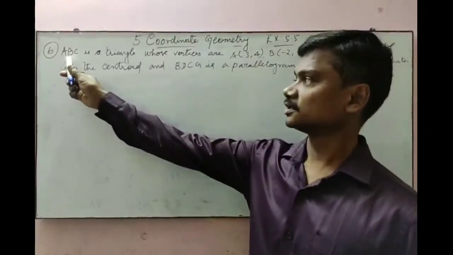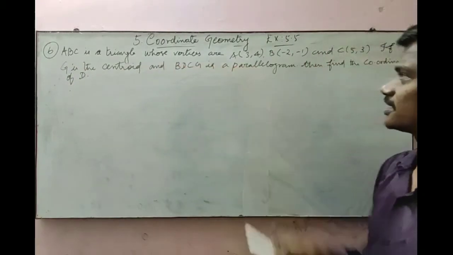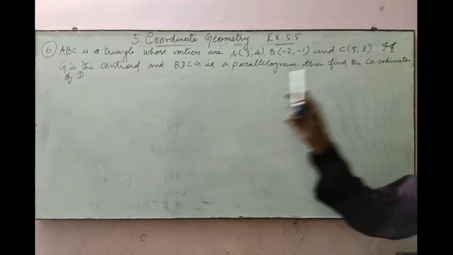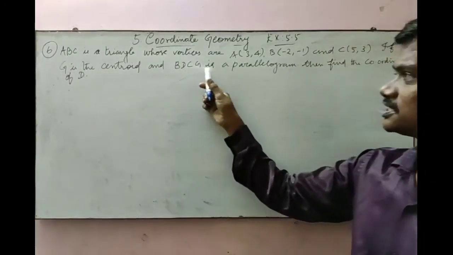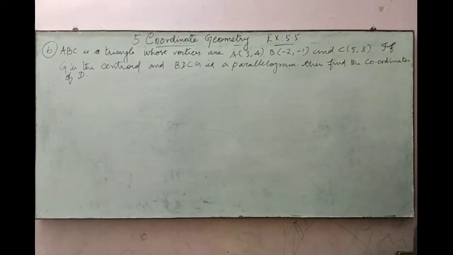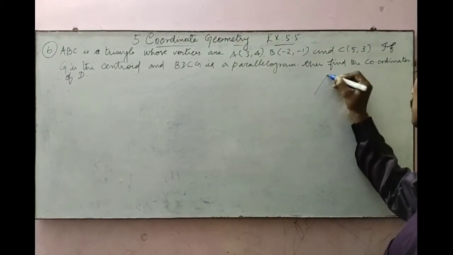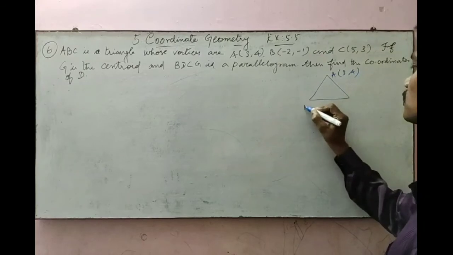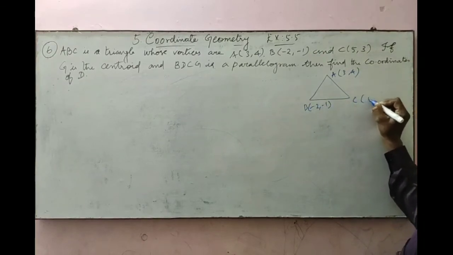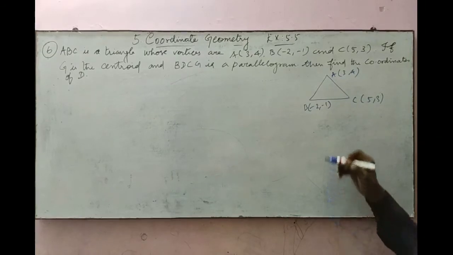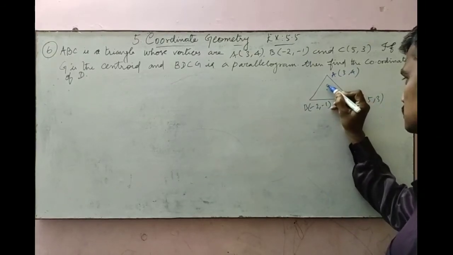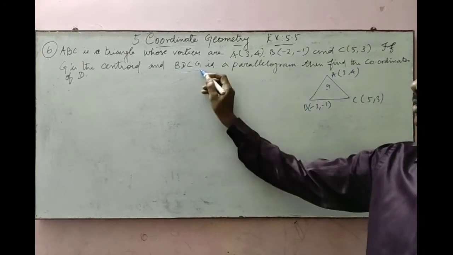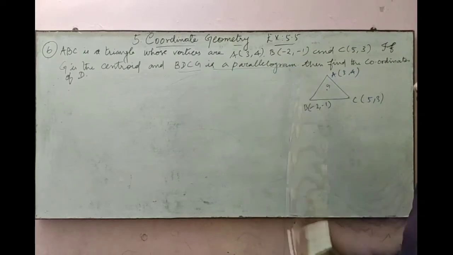Next, in the sixth sum, ABC is a triangle whose vertices are A of 3, 4, B of -2, -1 and C 5, 3. If G is the centroid and BDCG is a parallelogram, then find the coordinates of D. Here they have given the vertices of triangle ABC as 3, 4, -2, -1 and C 5, 3. So G is the centroid. Let the point G be inside the triangle. They ask you to prove that BDCG is a parallelogram.